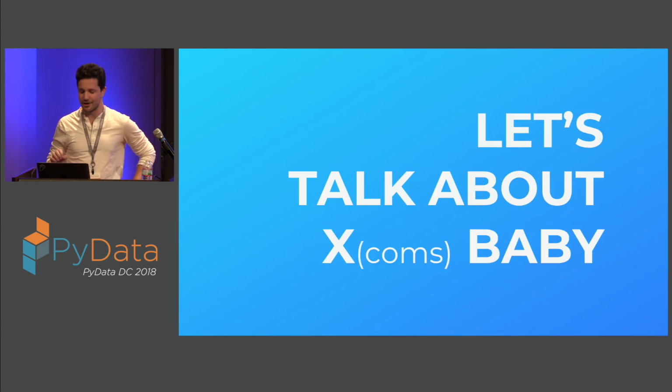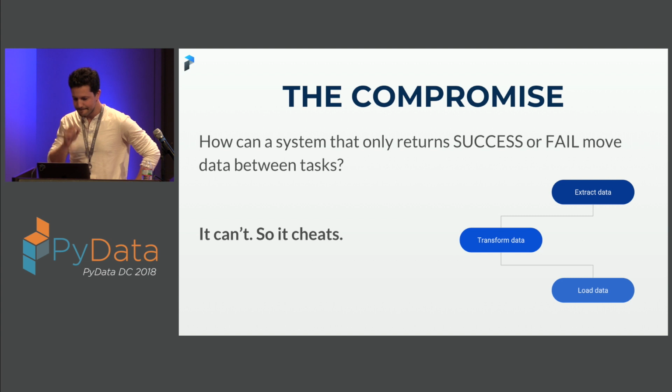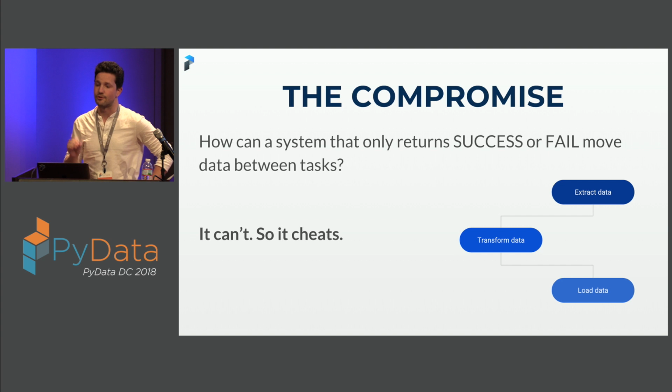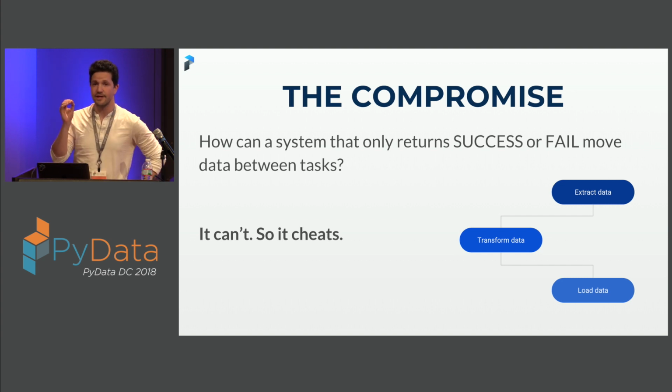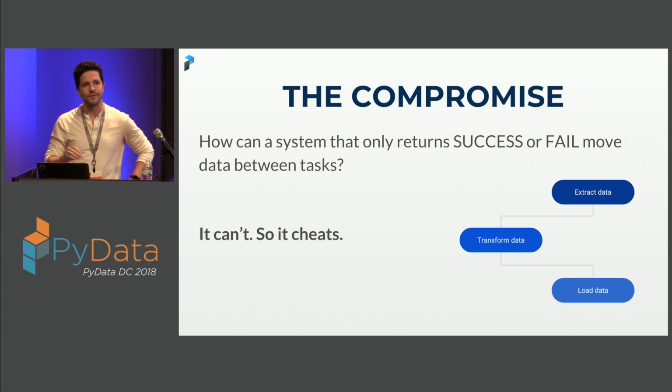First up, something called XComs. One of Airflow's compromises is that tasks communicate purely via state, in this case, success or failure. And therefore, there is no way for them to exchange data or information. And people kept coming up with ways to get around this. So a few years ago, we cooked up something called XComs, which stands for cross-communication. To a user, XComs look like a first-class way to move data between tasks.